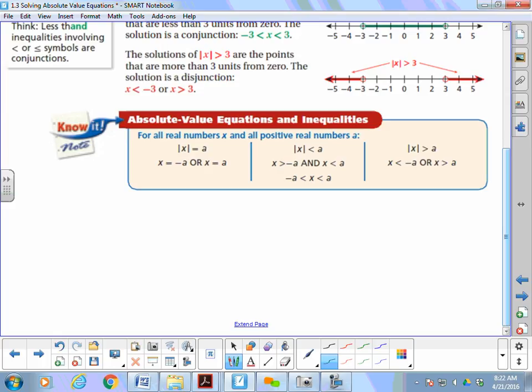here it says absolute value of x is less than a. So it says x is either greater than negative a or less than positive a. If it's greater than a, it's either less than negative a or greater than a. And we'll look at these as we do those inequalities. All right.